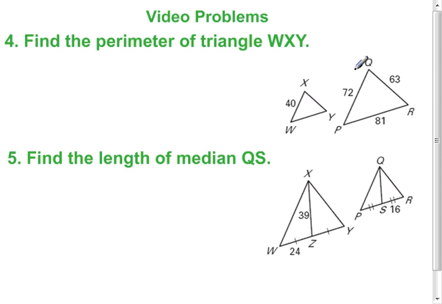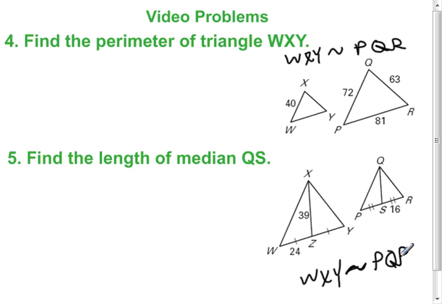Here, I believe, let me double check. Yep, the last two problems for the video, I want you to find the perimeter of this triangle and try to do it without finding each side. That's too much work. You should be able to look at the scale factors. If I tell you that WXY is similar to PQR, you should be able to find the scale factor and then find the perimeter. And this one, WXY is similar to PQR. Finish these up and compare it with a neighbor in class.